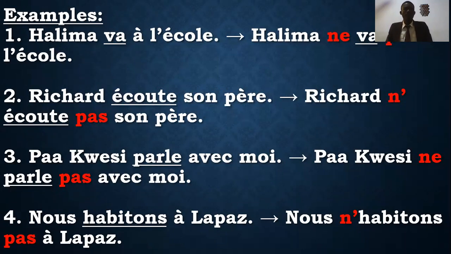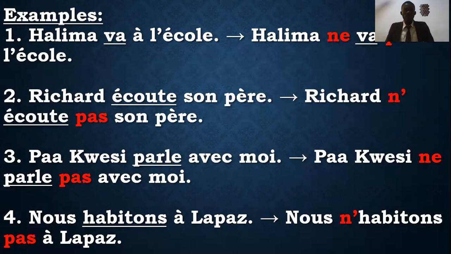Numéro 2. Richard écoute son père. Richard is listening to his father. Richard listens to his father. And our underlined word, which is the verb, is beginning with a vowel. For that matter, our negative sentence will take n apostrophe. And you can see it, Richard n'écoute pas son père. We didn't use ne, but n apostrophe. That is the application of the rule. N'écoute pas son père.